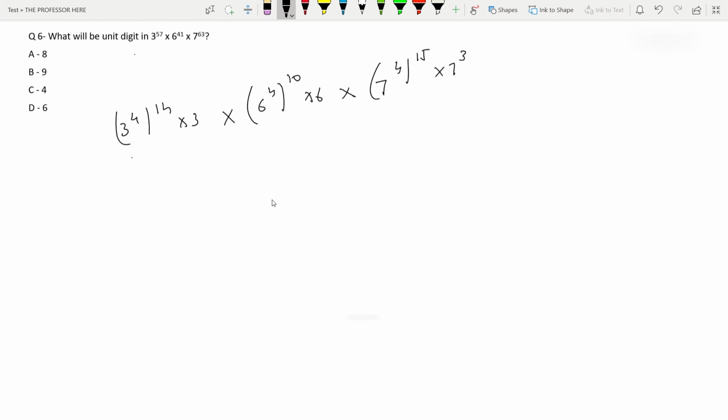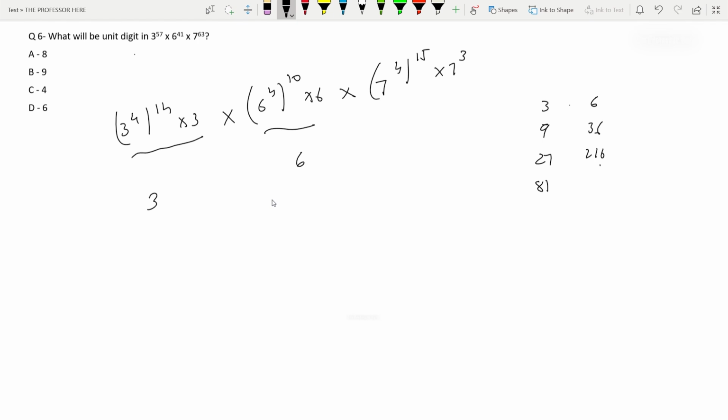So the unit digit in this part will be, 3 raised to 4: 3 raised to 1 is 3, 3 raised to 2 is 9, 3 raised to 3 is 27, 3 raised to 4 is 81. So here the unit digit is 1, so 1 raised to 14, 1 into 3, 3. Here it will be 6 raised to 4, 6, 36, 216. So wherever you go, you will get 6. So again we get 6 here, and when we multiply it with another 6, we get 6.